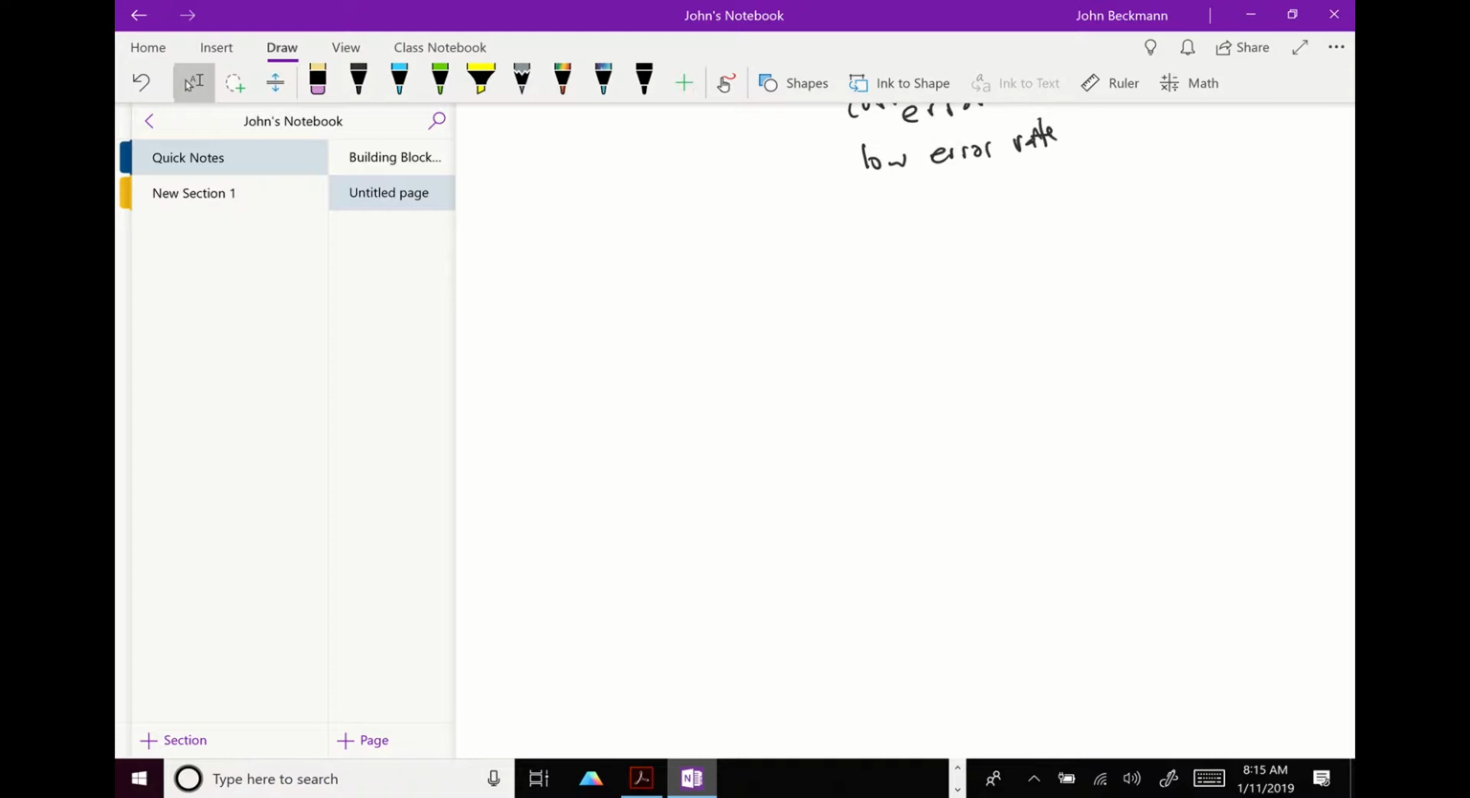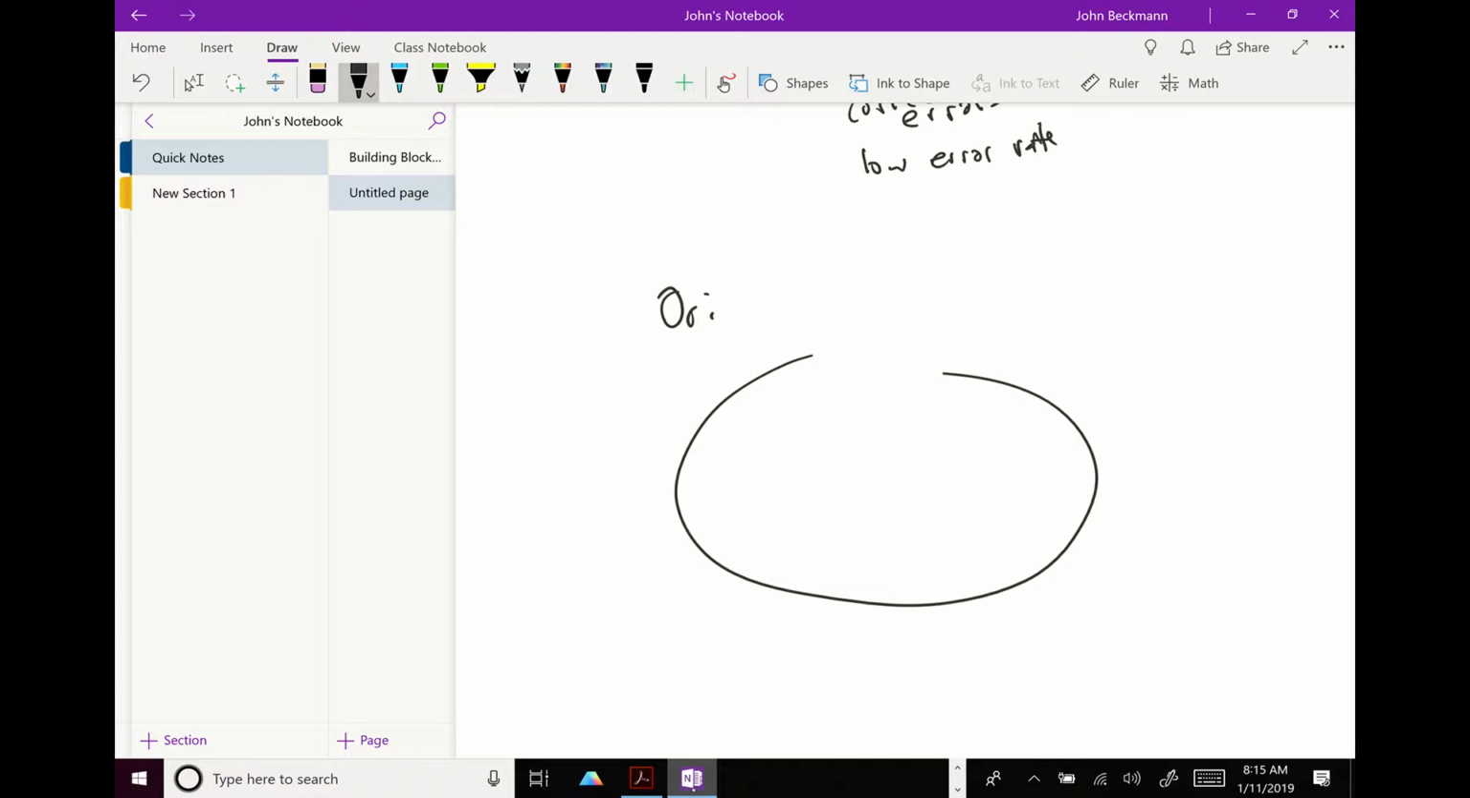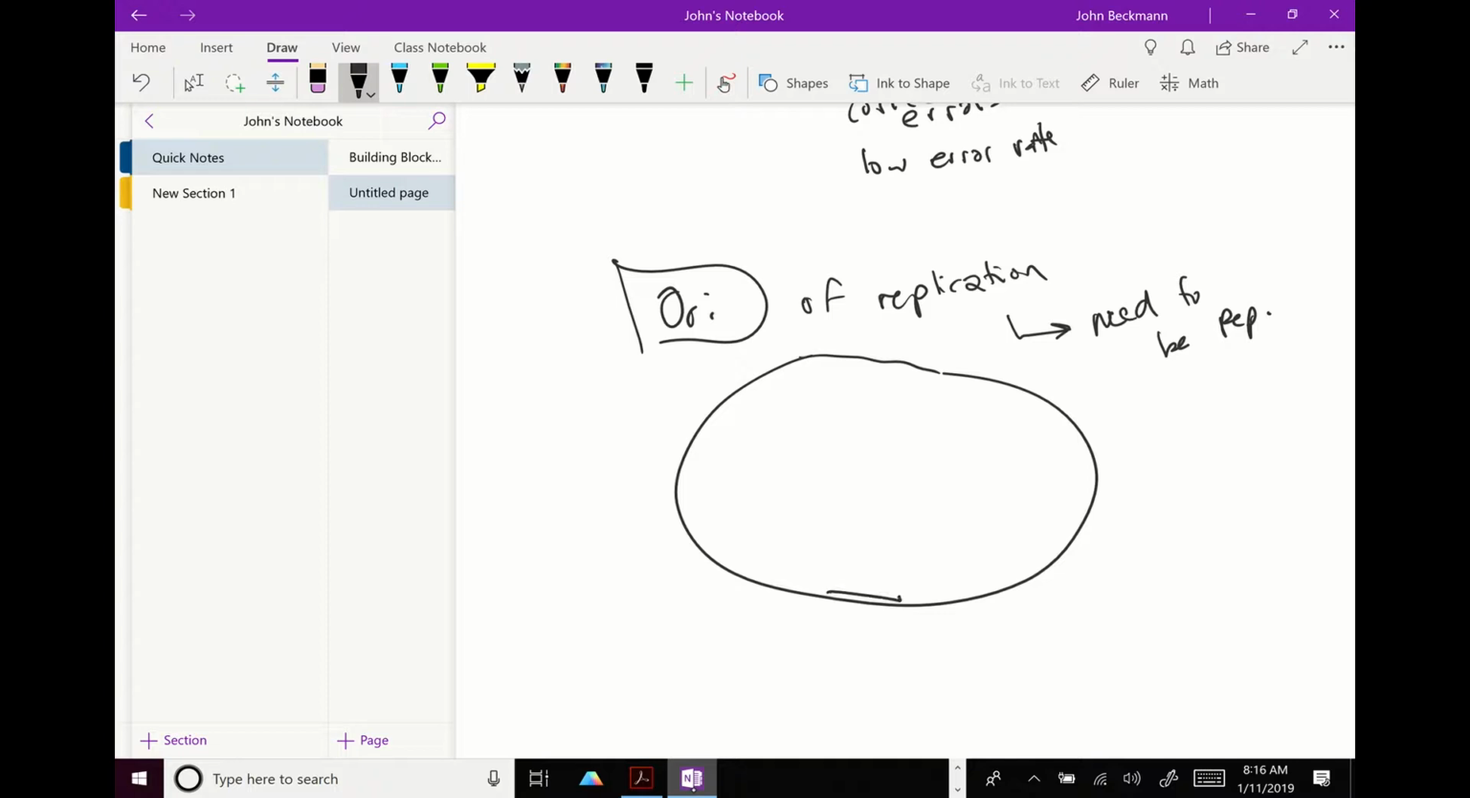Origin of replication. Okay, so we're eventually going to have a whole lecture on plasmids. Plasmids are small sequences of DNA. And an origin of replication, you will find this on chromosomes, you will find this on plasmids, you will find this as a unit on things that need to be replicated. Okay, and the origin is a sequence of DNA or base pairs, that's going to be A, T, G, whatever.